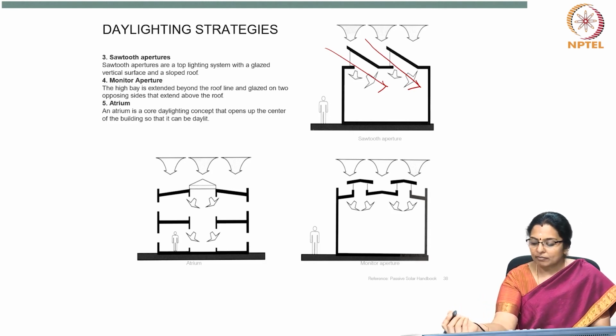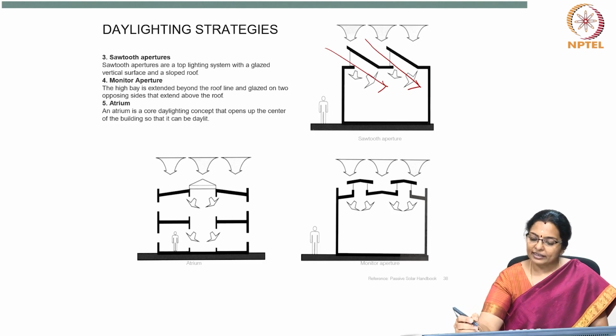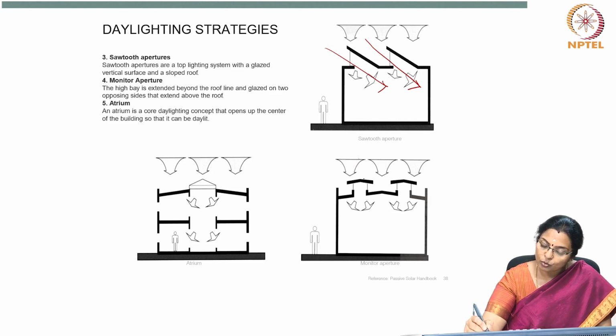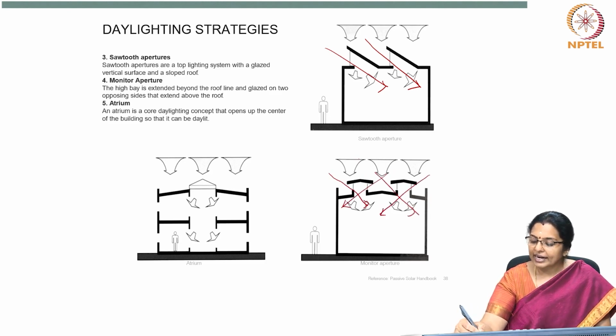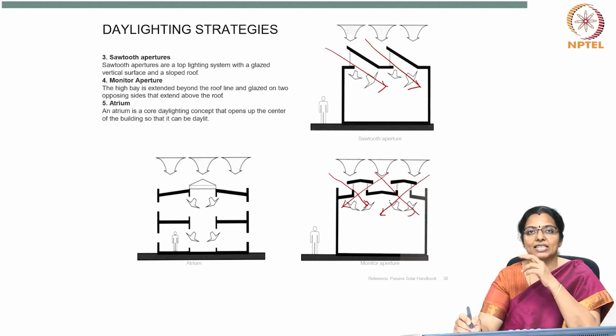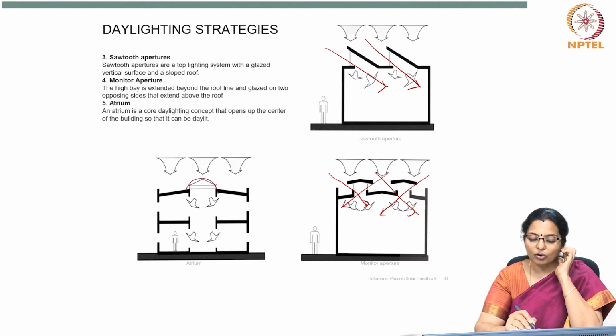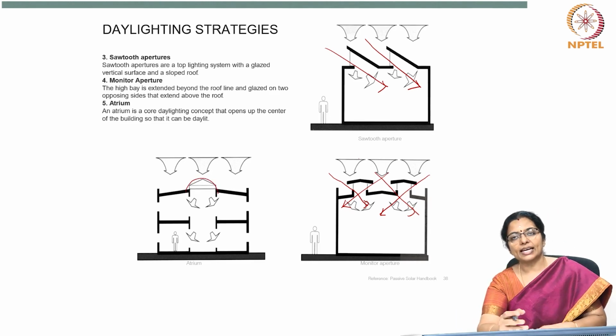Monitor apertures, these are more like clerestory, where you do get light only from the roof, but it is not direct. These are shaded, and therefore you get light through which solar radiation is cut, only lighting levels increase. And then you have the atrium, which is a core daylighting concept that opens up the center of the building so that it can be daylit.